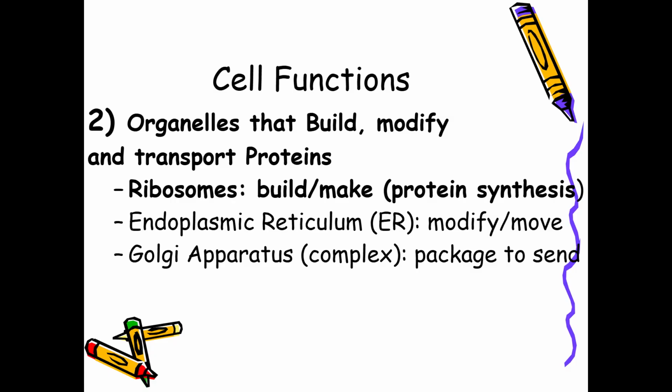So on this, I would like you to write organelles that build, modify, and transport proteins, and then you don't need to say what each of these do, but you're going to say ribosomes, endoplasmic reticulum, Golgi apparatus. So you're just listing those three underneath this first sentence in bold, okay? So organelles that build, modify, and transport proteins is the first thing you're going to write. And then you're going to write ribosomes, endoplasmic reticulum, Golgi apparatus.